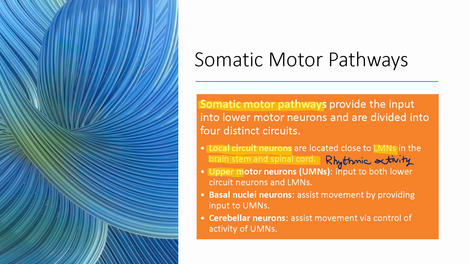Then we have upper motor neurons, also called UMNs. Now both local circuit neurons and lower motor neurons receive input from the upper motor neurons. And these upper motor neurons from the cerebral cortex are really essential for the execution of voluntary movements of the body. Pretty much all voluntary movements have to go through these upper motor neurons.